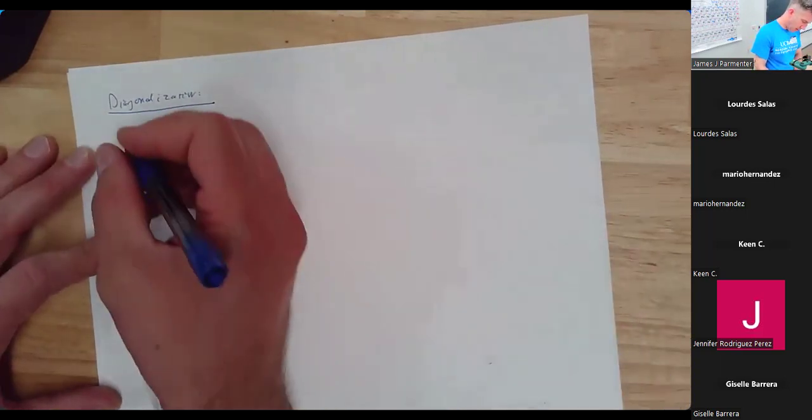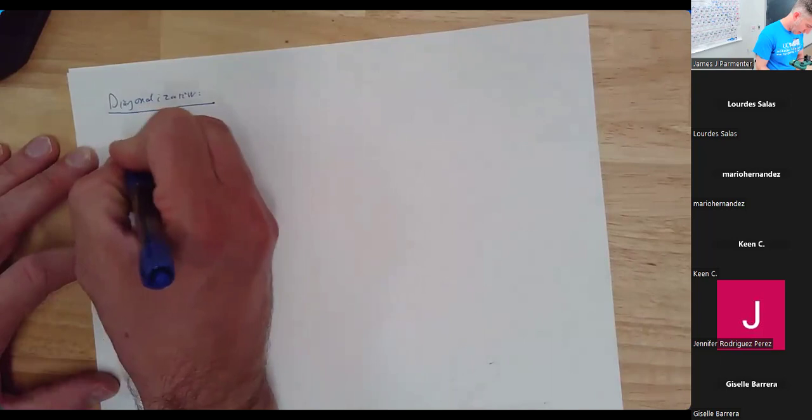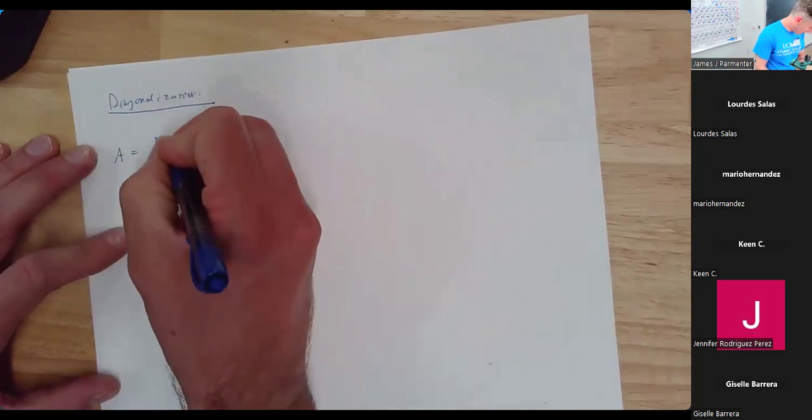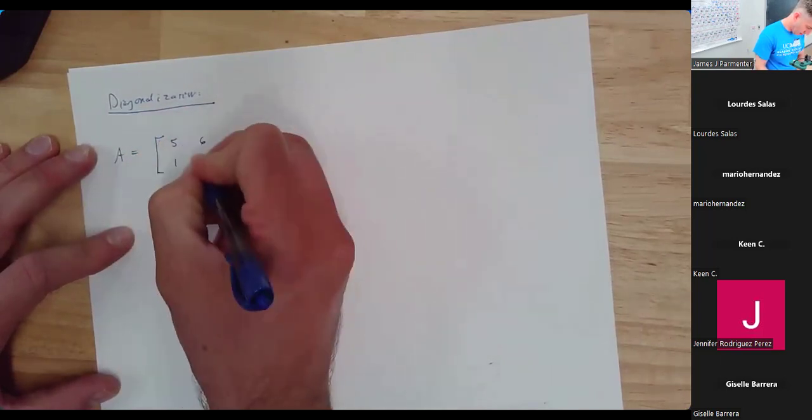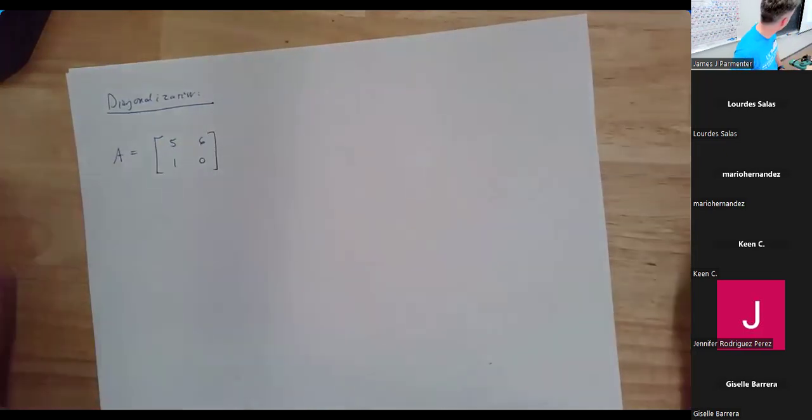Let's say we're given the following matrix. A equal to 5, 6, 1, 0. Sure, that'll work.